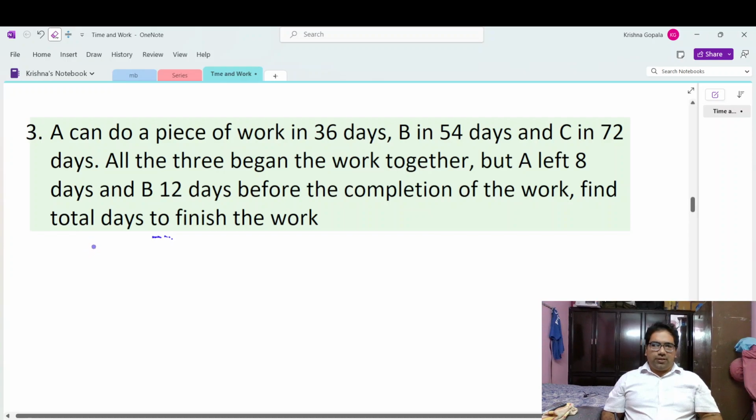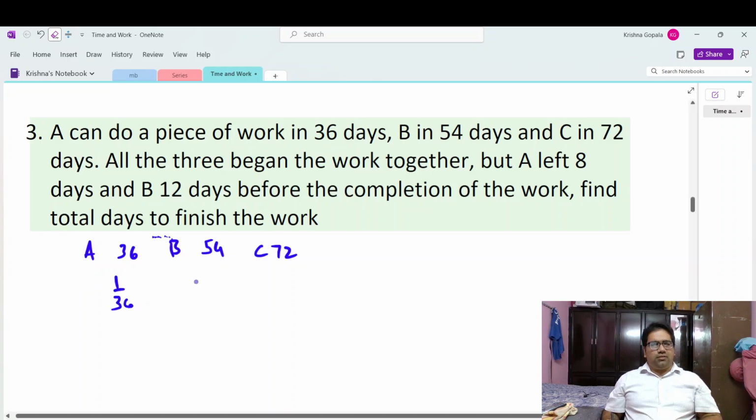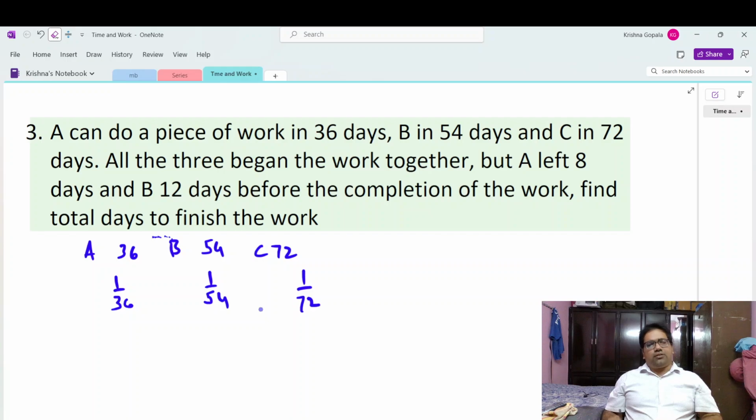A can do a piece of work in 36 days, B in 54 days, and C in 72 days. What does that mean? A can do in one day 1 by 36th of work. Similarly, B in one day can do 1 by 54th of work, and C 1 by 72nd of work in one day, respectively.